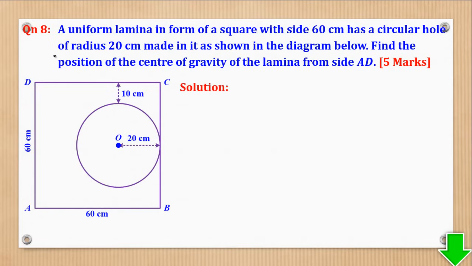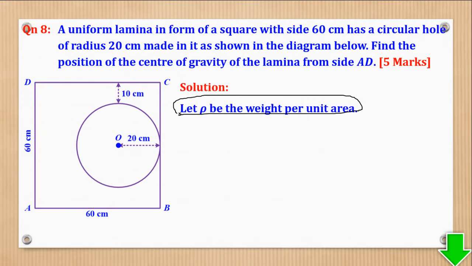So questions in this form are easily done by tabulating. But before you tabulate, you must define your unknown: let rho denote weight per unit area. We're using the word area because of the word lamina. If it was a solid, we would have said weight per unit volume.